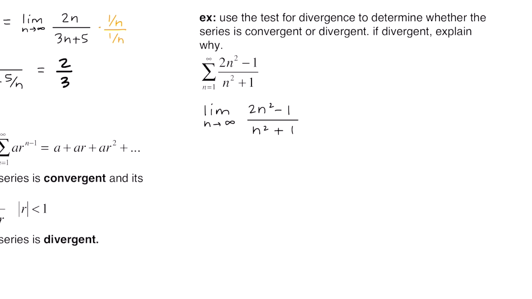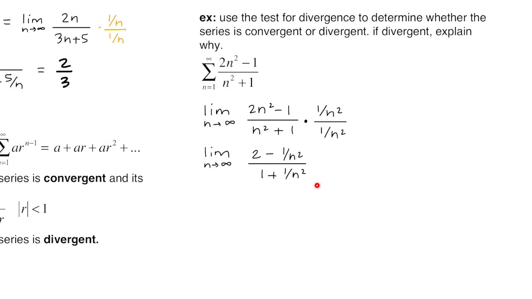To evaluate this infinite limit, we're going to divide the top and bottom by the highest power in the denominator. So next step, we're going to take this 1 over n squared, distribute it on top and also in the denominator. And then finally, we're going to take the limit of the top and the limit of the bottom. When we take the limit of the top, we get 2 minus. As n gets larger and larger, this term is going to go to 0.